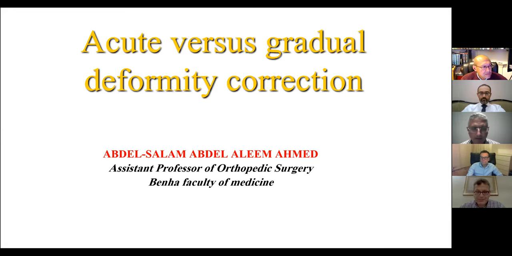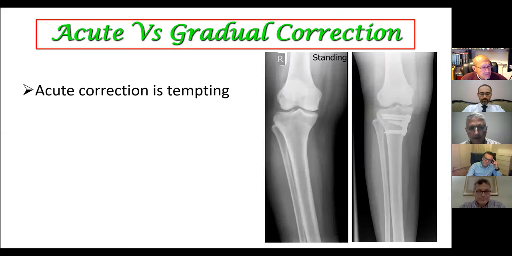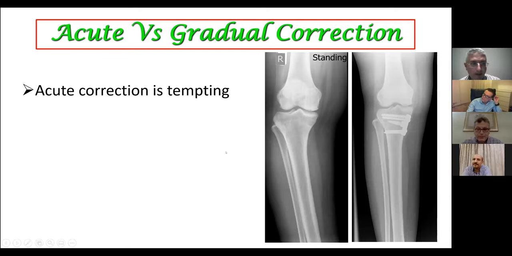This topic is actually a very conflicting topic, which is: we are going to correct this deformity acutely or on a gradual basis. Of course, acute correction is very tempting and is very nice for both the surgeon and the patient. The patient is coming out of OR with a straight limb, and he's happy, and his problem is finally eliminated. And the surgeon is also, for this reason, happy, and he's going to claim his fees.